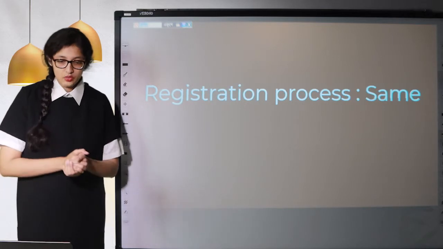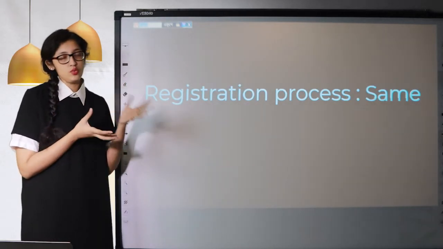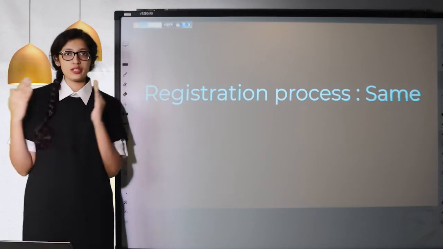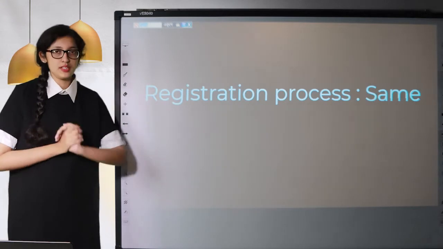Now, the registration process is also the same, so it doesn't matter if you want to register for the general training or the academic module. The process will be the same.